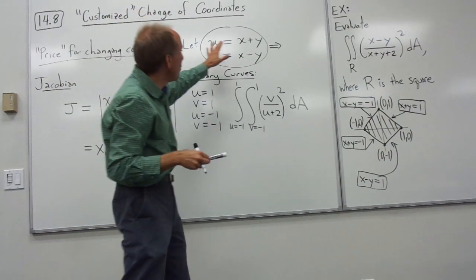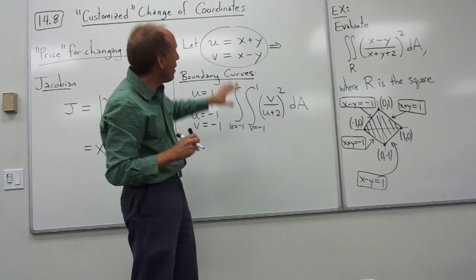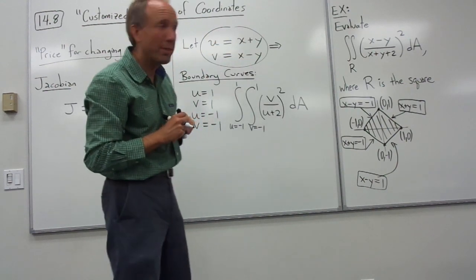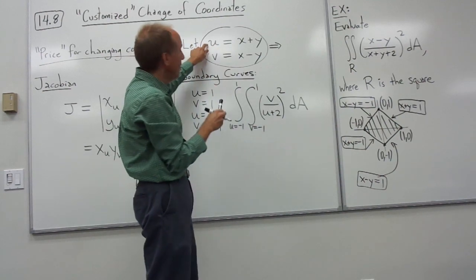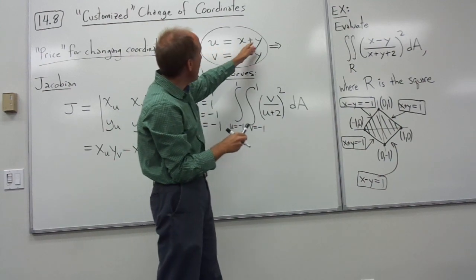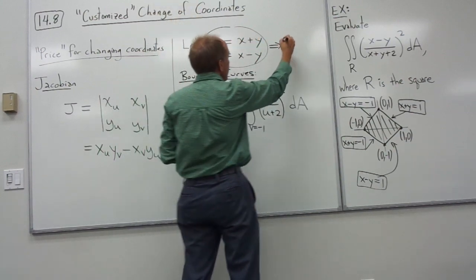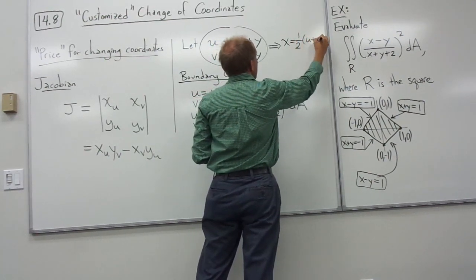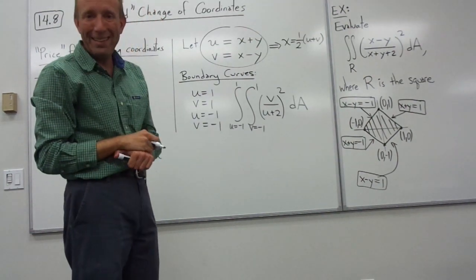I'm going to have to solve for what x is equal to and what y is equal to. Now, if you look at these two equations, if you were to add them together, do you see what would happen? You get u plus v on the left side. On the right side, the y's would cancel, and you would just get 2x. So if you solve for x, you're simply going to get 1/2 of u plus v.